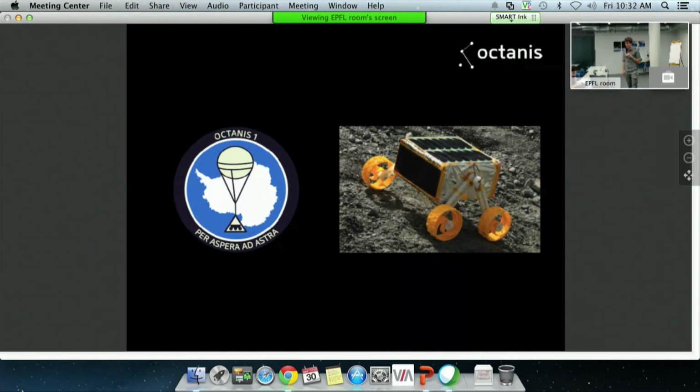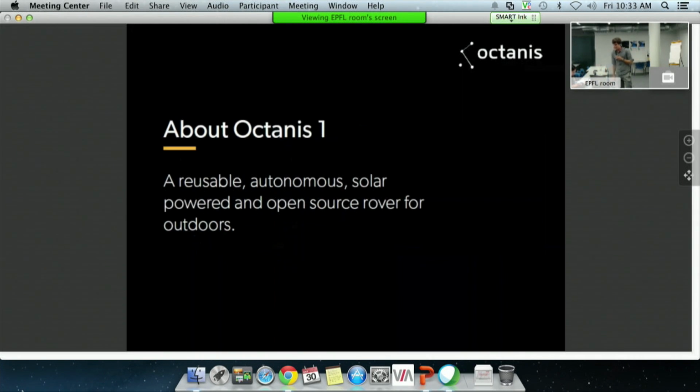And just to give you an idea, that's one of our last prototypes. So that's how the rover is going to look. You see two struts with wheels on each side, solar panels, and 3D printed parts, so 3D printed wheels and struts. And you see the balloon in our logo. We're not going to do the balloon right now, but the first mission will just be the rover itself. And that slide basically summarizes the goal. So the mission, Octanis 1, is to build a reusable, autonomous, solar-powered, and open-source rover for outdoors, and in this case for an extreme environment like Antarctica.